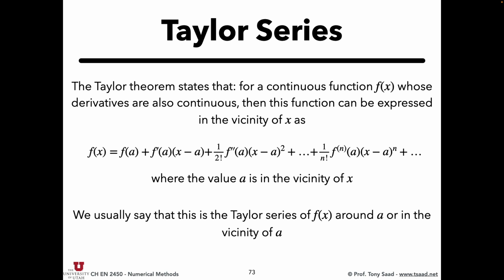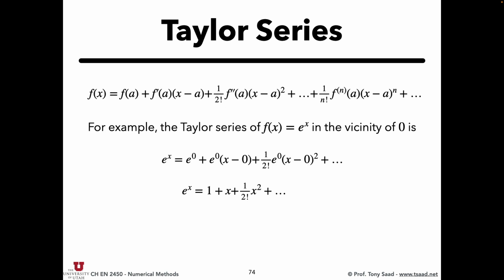So for example, the Taylor series of f of x equals e to the power x, in the vicinity of 0, is, you apply the formula, e to the 0 plus e to the 0 times x minus 0 plus etc., dot, dot, dot, which gives you that polynomial that we implemented just a minute ago. Notice I have an exact equal sign here. No approximations. This is exact. This is true in the exact mathematical sense.